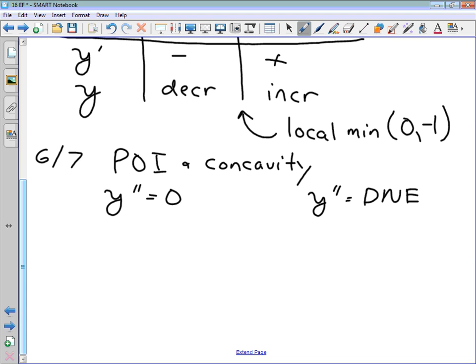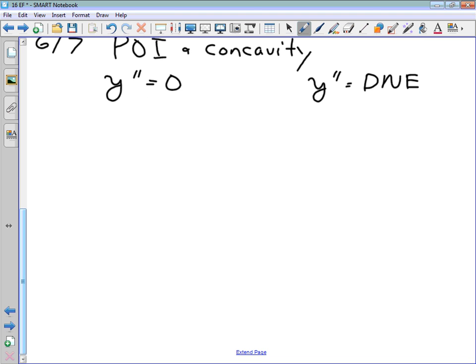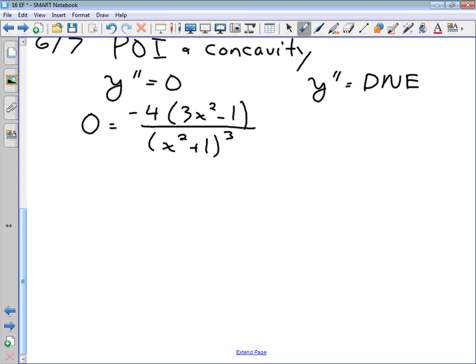Y double prime equals 0 are possible points of inflection. Y double prime doesn't exist are additional places where it's possible that the concavity changes. So, if we want y double prime equals 0, let's just set 0 equal to our second derivative here, which is -4 times 3x squared minus 1 divided by x squared plus 1 all cubed.